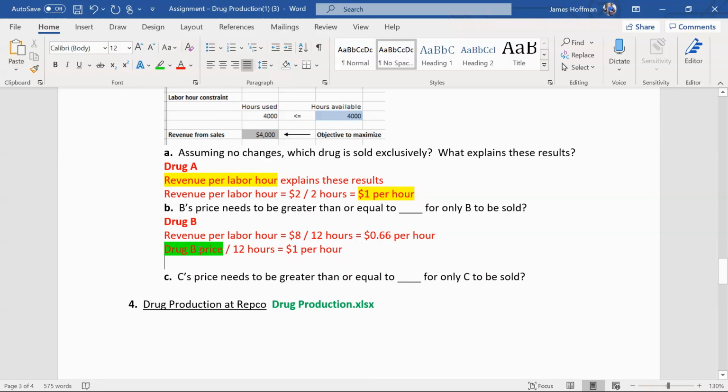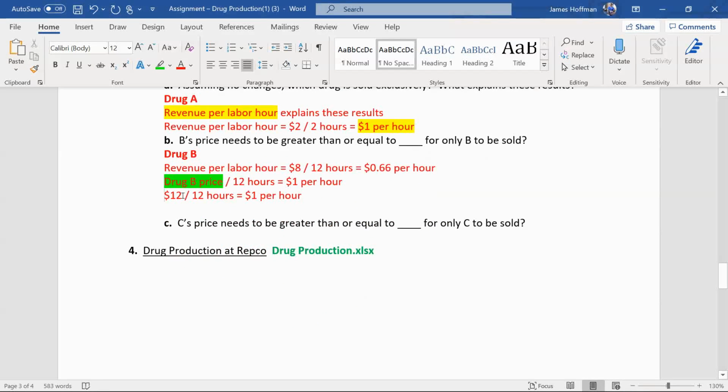So drug B, what does the drug B price have to be? 12. 12, yeah. So the answer to part B is drug B's price is greater than or equal to 12.